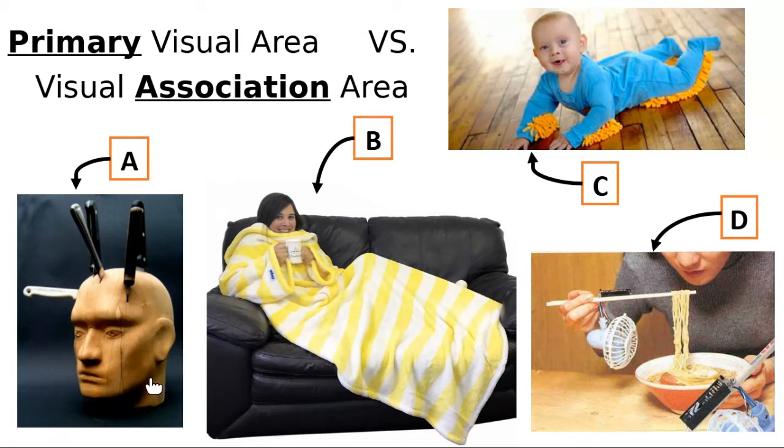Yeah, that's pretty funny. So our primary visual area helped us to register that, oh, this looks like a face. Oh, this looks like knives. The visual association area helps us to figure out, okay, this is supposed to be a knife block. Okay, let's look at our next one.